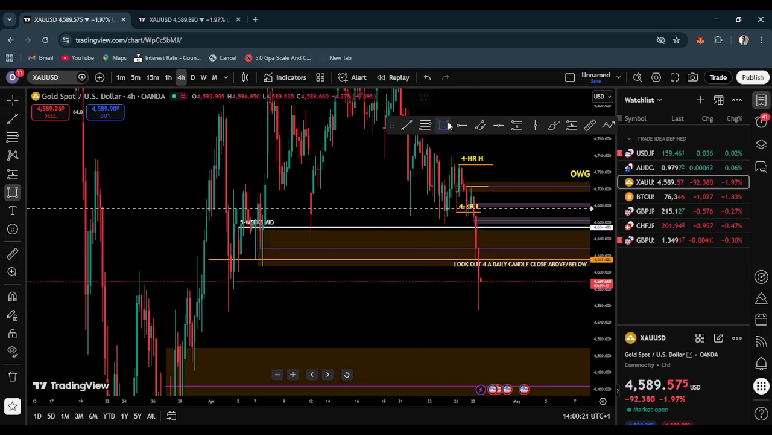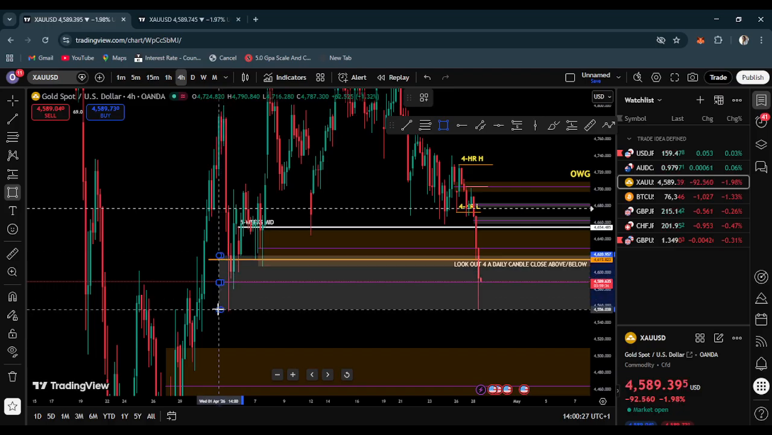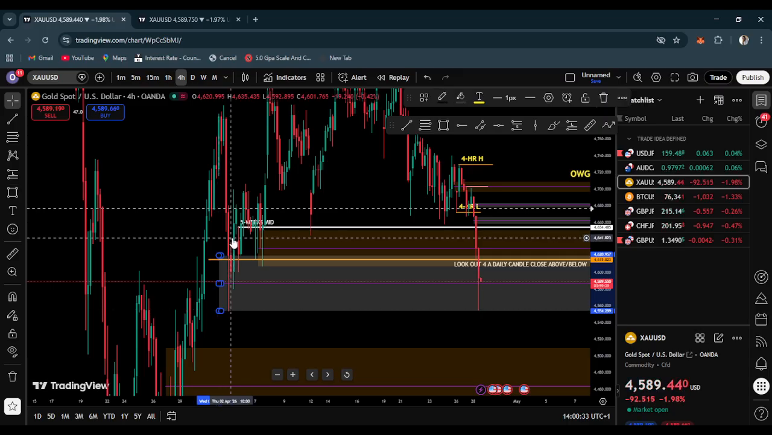So what are we looking at now? Presently, gold is testing this week, this particular week for this candle.